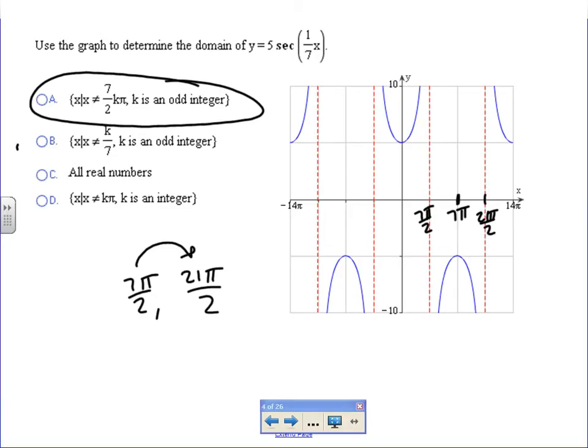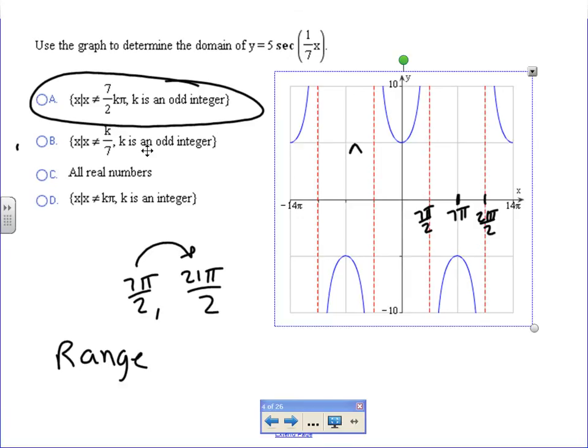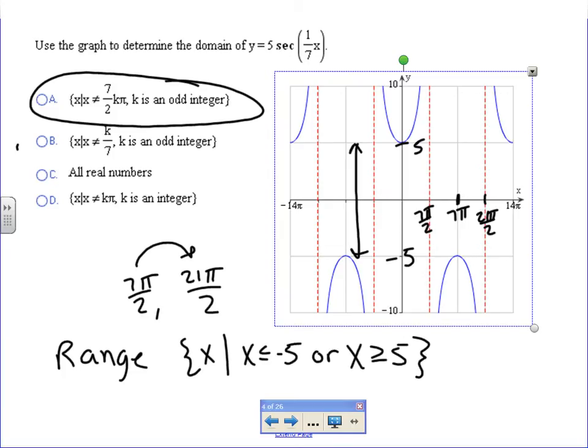Now, the range on this, pretty simple to do the range. All right, notice you don't have anything in this area here. So recall the amplitude was 5, that was -5, and so that was +5. So the range here would be for all y such that y is less than or equal to -5, or y is greater than or equal to +5. Okay, I think they would do it in that set notation. Of course, if I were doing it, I would probably do that in interval notation.